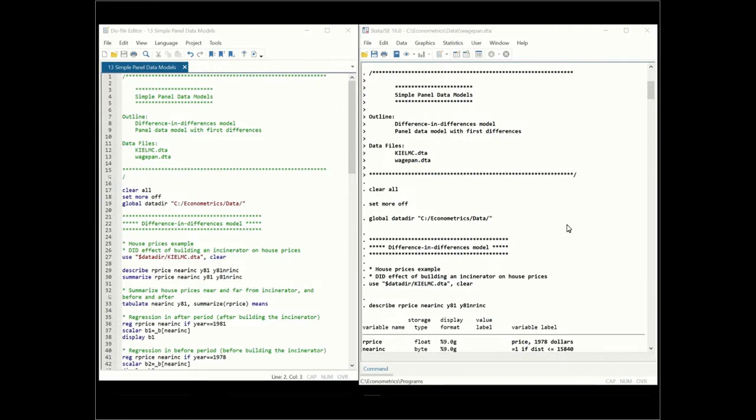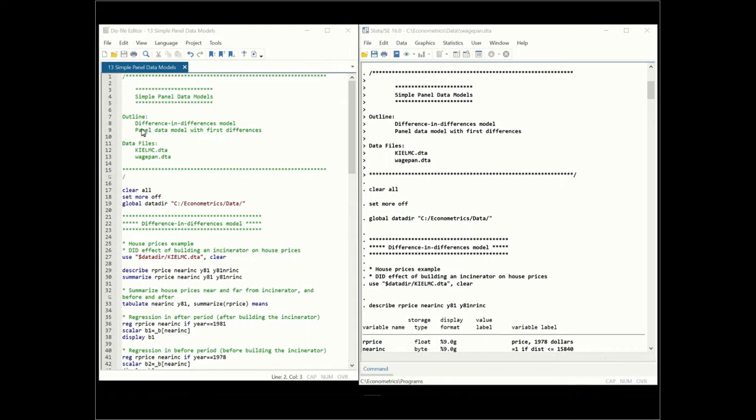So I have gone here and opened up the program, and for this program, we would need two data files, and I have already downloaded the data files and put them into this directory. These are the things you need to do before running the program, and then you can highlight the whole program and click on Do to execute the program, and this will be the output.